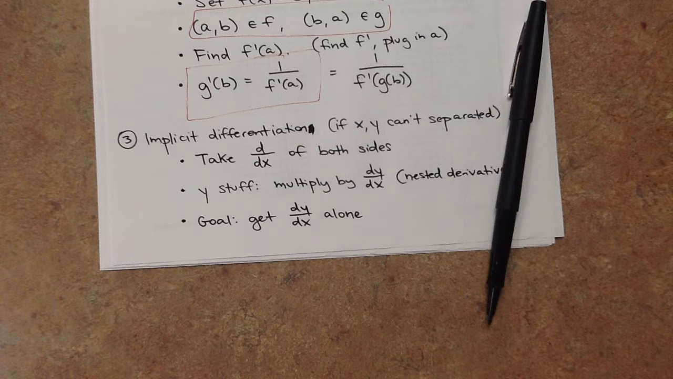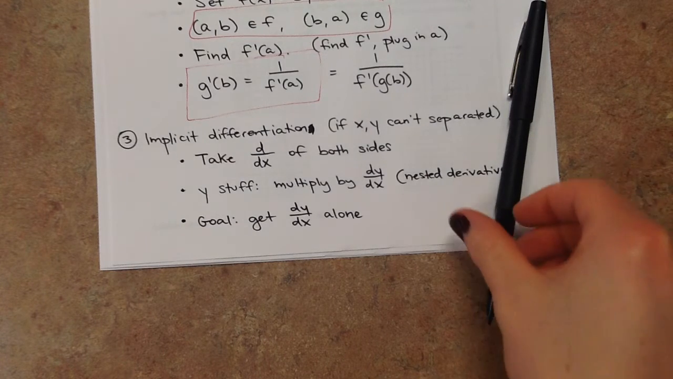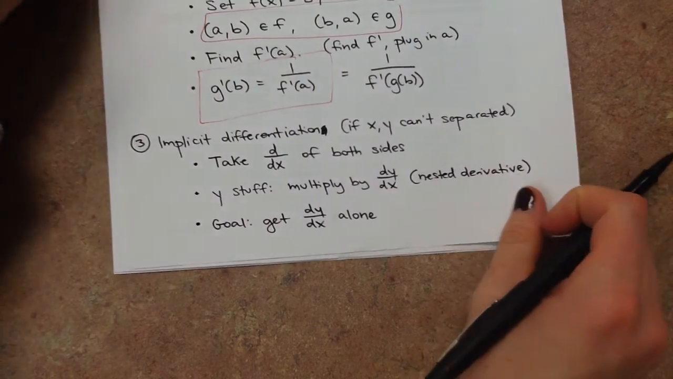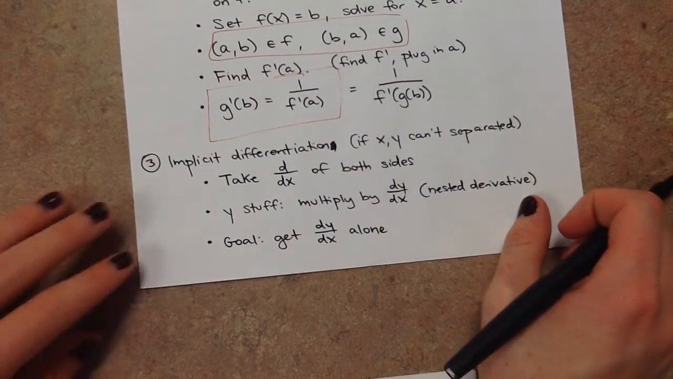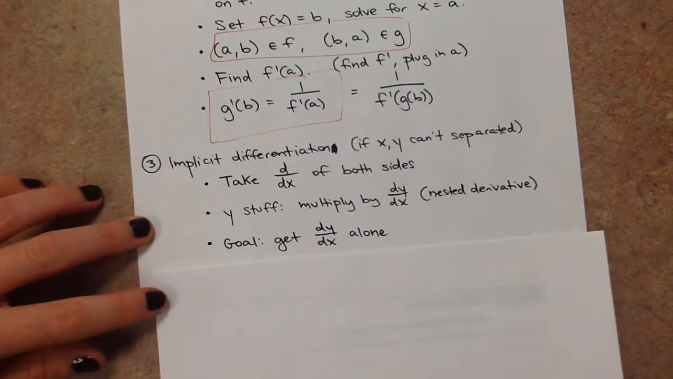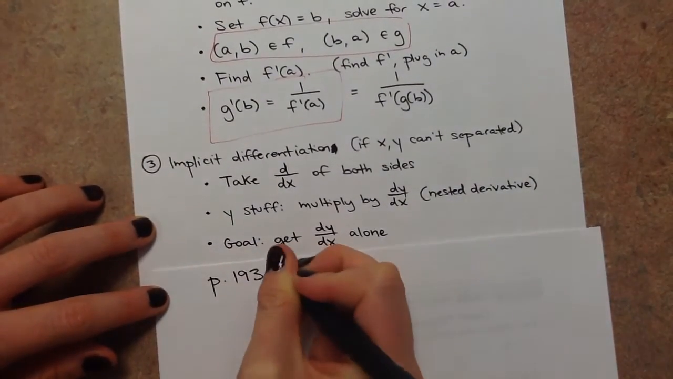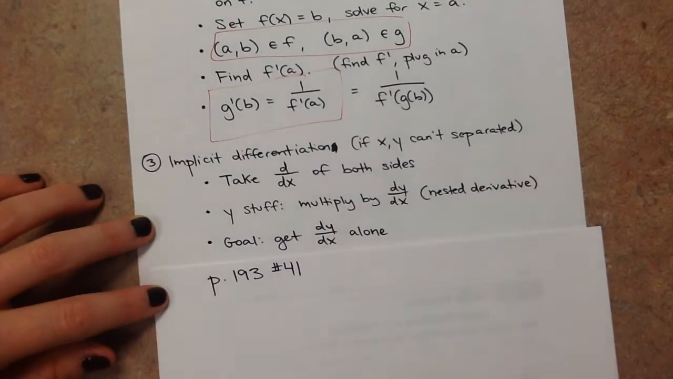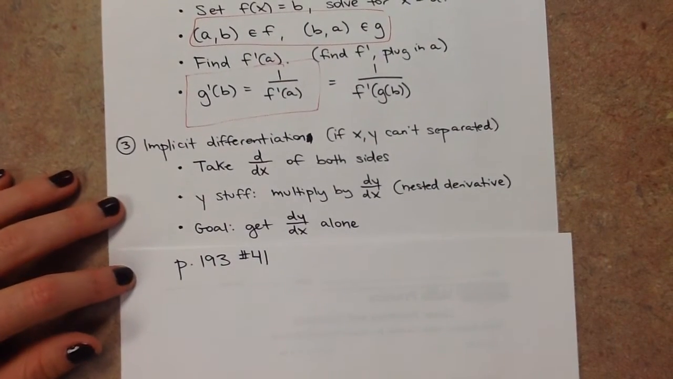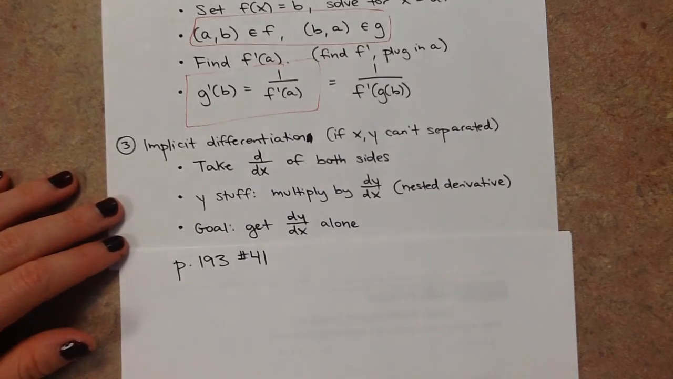Okay. Still writing. If anyone has their book and wants to look, the example I'm going to do is on page 193. I'm just going to start writing the page I'm on. Okay, so the problem I'm going to do is page 193, number 41. Anyone still copying? Yeah, okay.